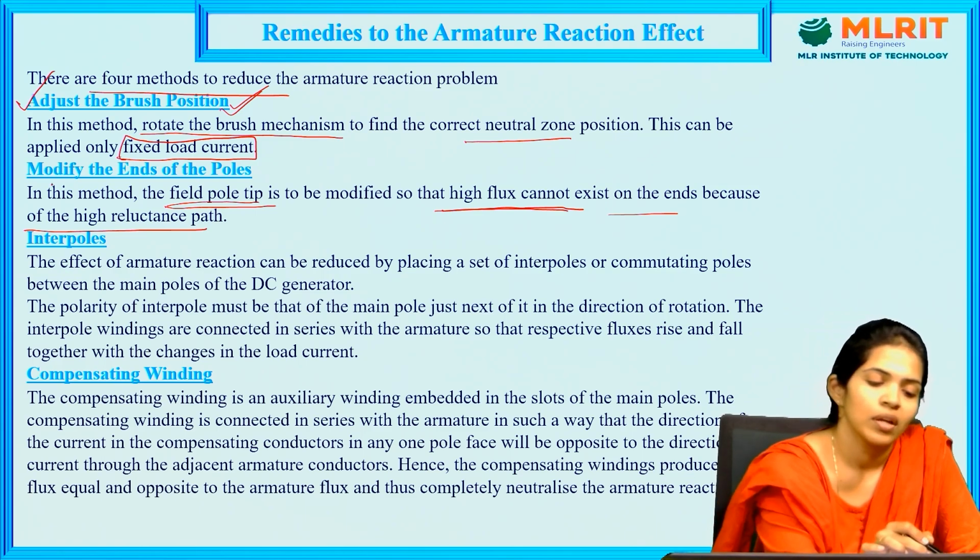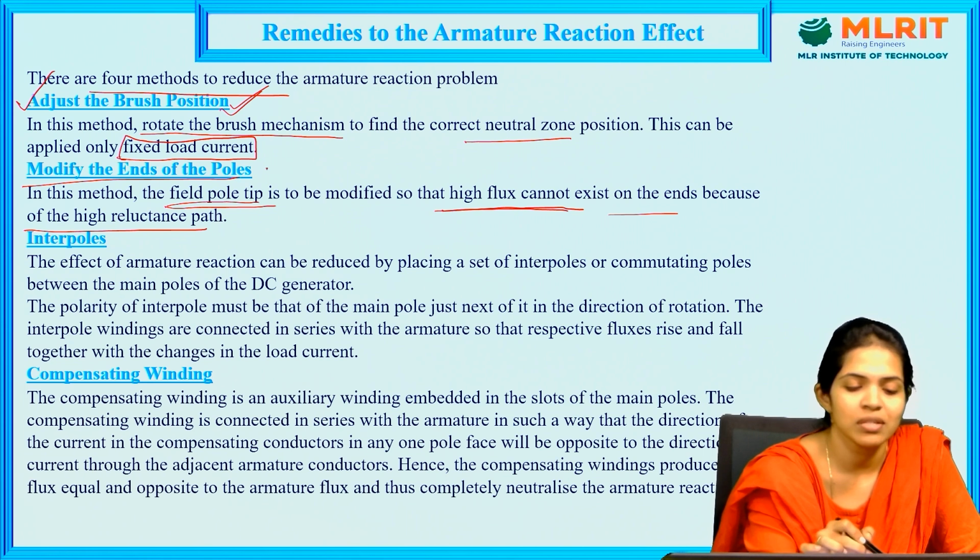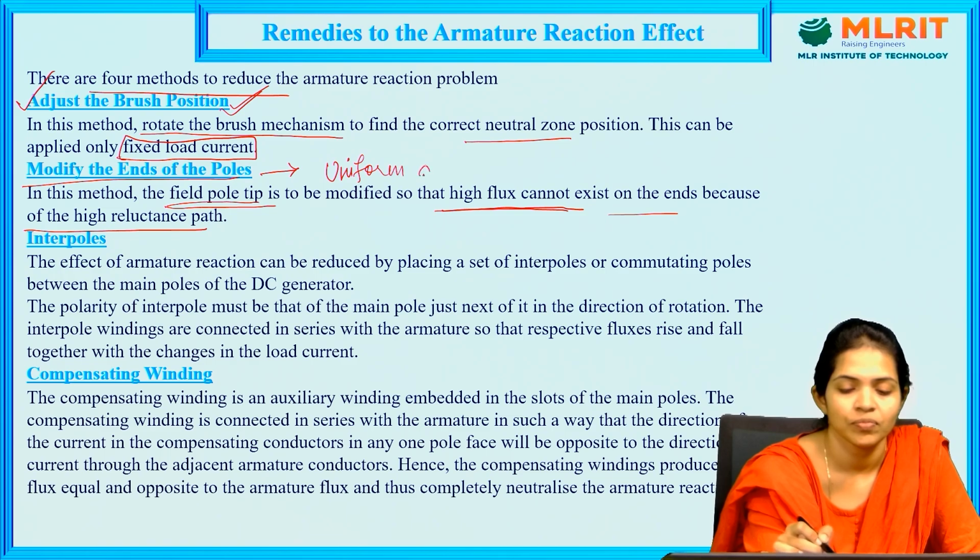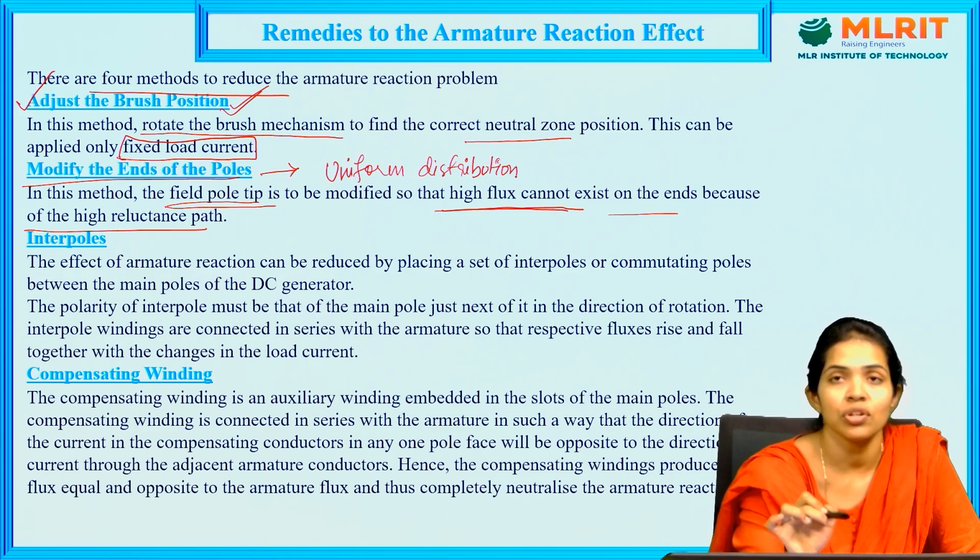So modifying the ends of the poles means we should ensure that there is a uniform distribution of flux, without uneven intensity of flux being concentrated on the tips of the main poles.